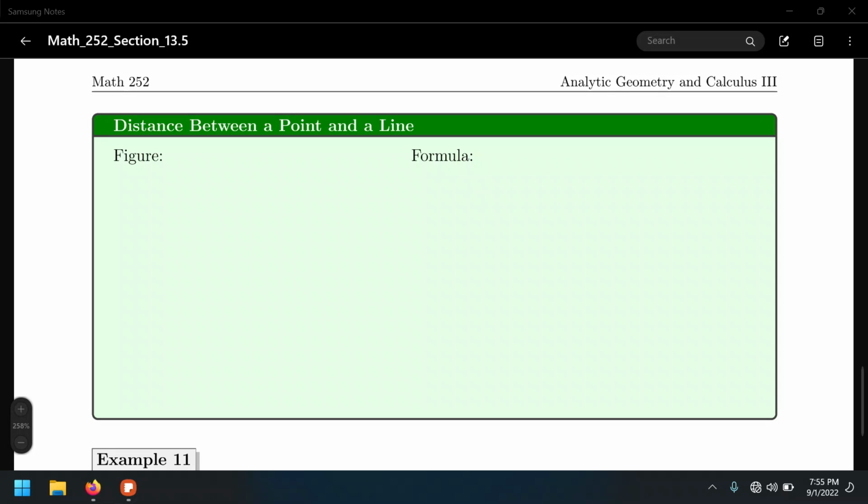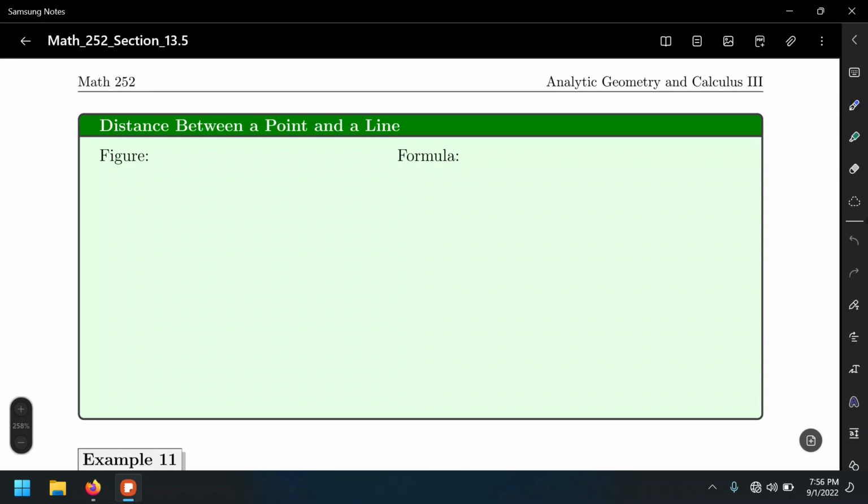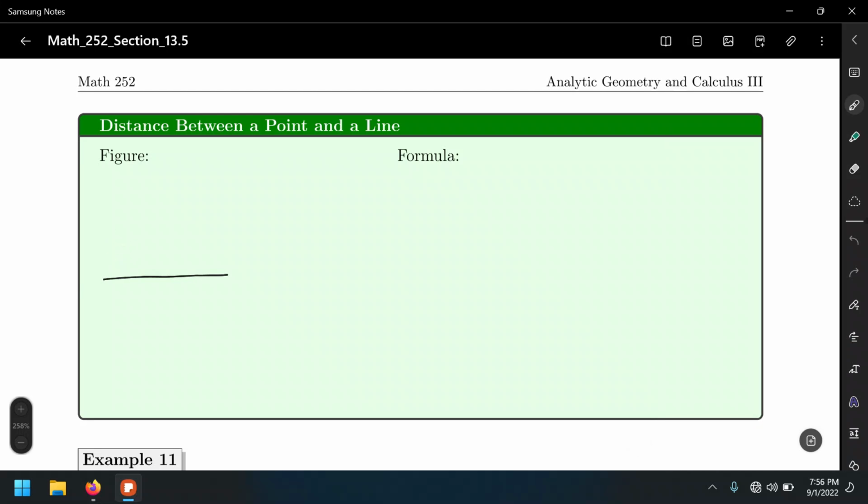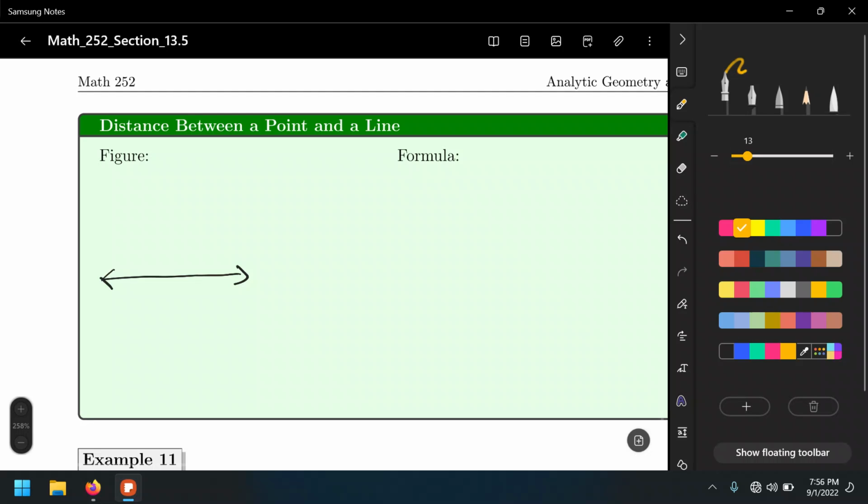Okay, coming back to the very last topic in this section, the distance between a point and a line. Well, let's draw a picture to see what this is about. We have this line, and this line again happens to be defined as a vector valued function in parametric form, and we're going to have this point right here that we're going to call Q. That point is not on the line.